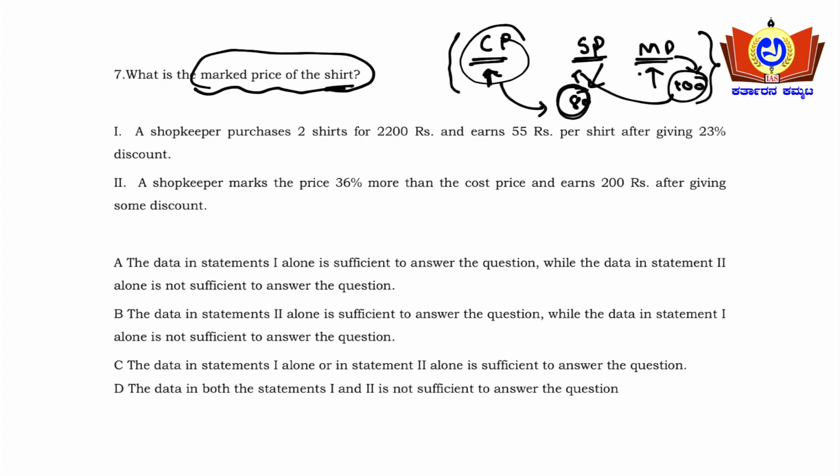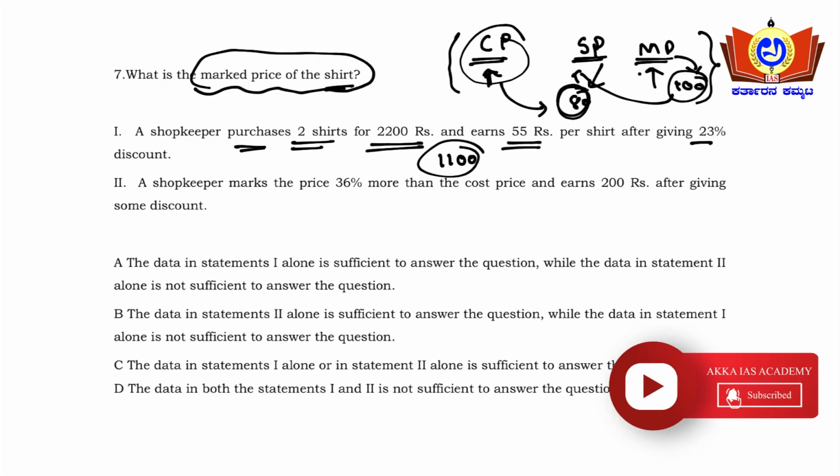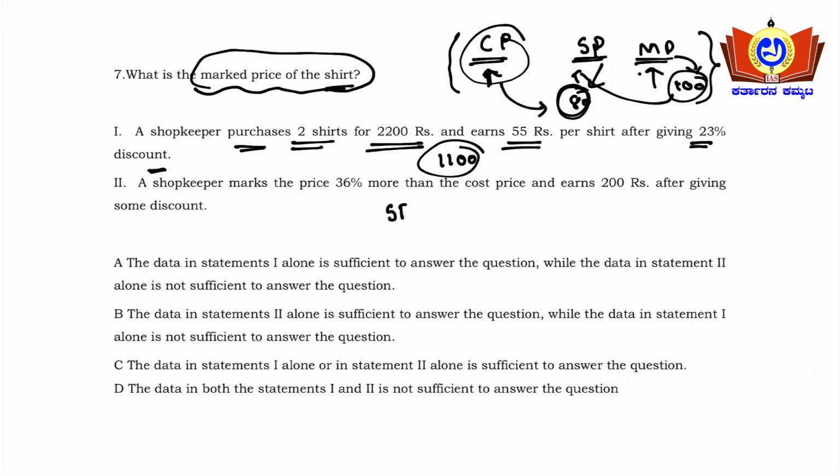The first statement reads, a shopkeeper purchases 2 shirts for rupees 2200. So what is the cost of each shirt? 1100 rupees will be the cost for each shirt, and he earns rupees 55 per shirt after giving a 23% discount. So what will be the selling price? The selling price will be 1100, what it costs him, plus 55 rupees more, so that will be 1155.